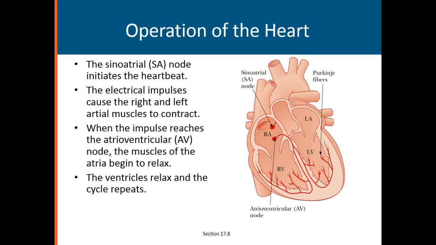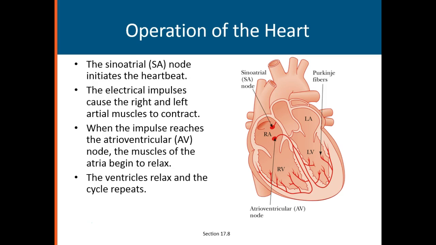Okay, and when the impulse reaches the atrioventricular node down here, the muscles of the atrium begin to relax, and the ventricles relax, and the cycle repeats. They left something off there. The muscles of the atrium relax, and the muscles of the ventricles contract, and then when the ventricles relax, the cycle repeats again. Okay, and if I'm not mistaken, this is blood coming from the lungs into the atrium, pumped out to the body, back from the body and out to the lungs. I think that's the path. Okay.